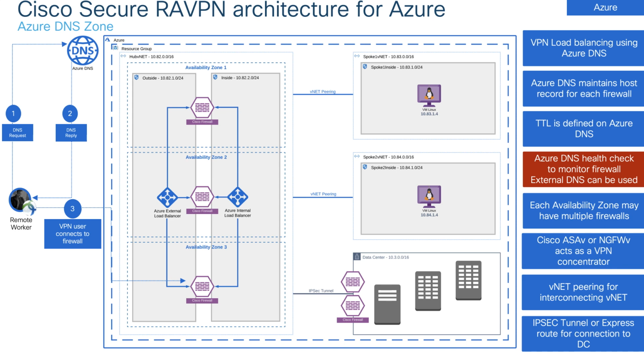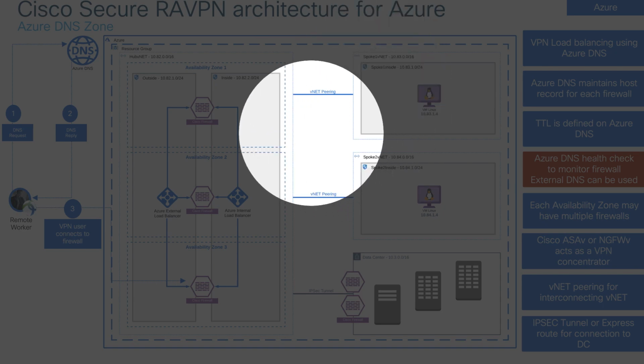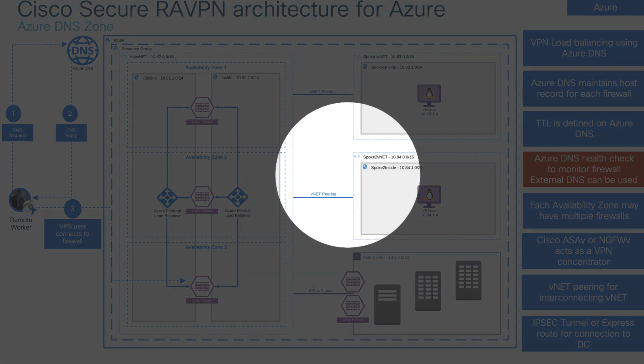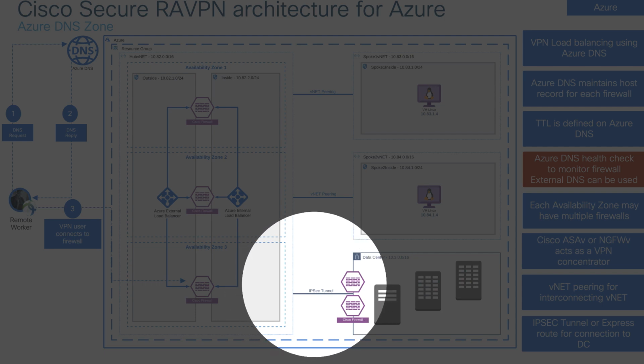Now there is VNet peering between VPCs or VNets, and then for data center connectivity, it could be IPsec, it could be ExpressRoute, it could be any other form of connection going back to your Azure cloud. Make sure that this connection terminates into the hub, so that from the hub you can talk to other VNets as well.